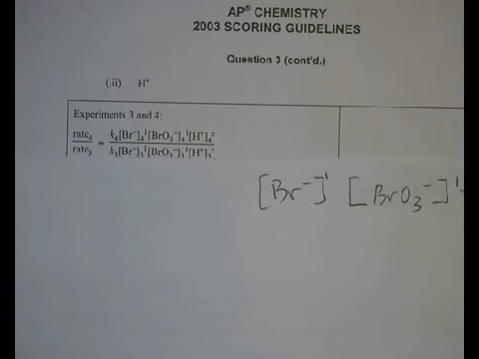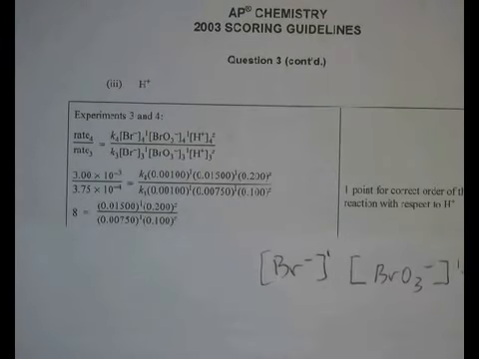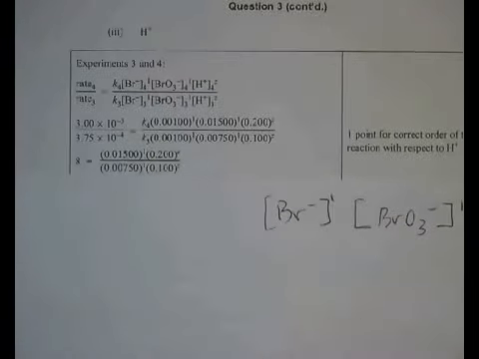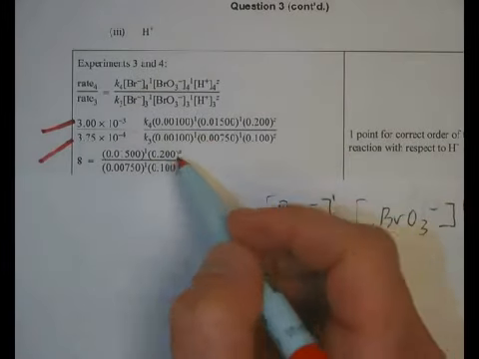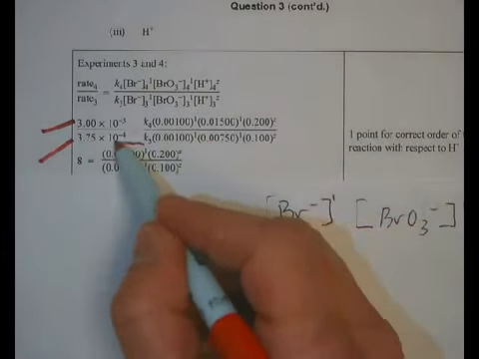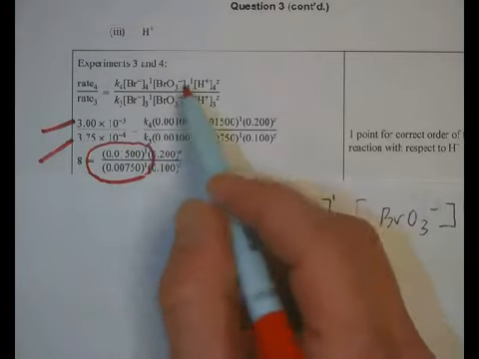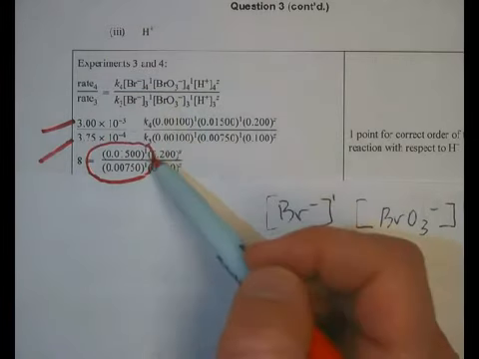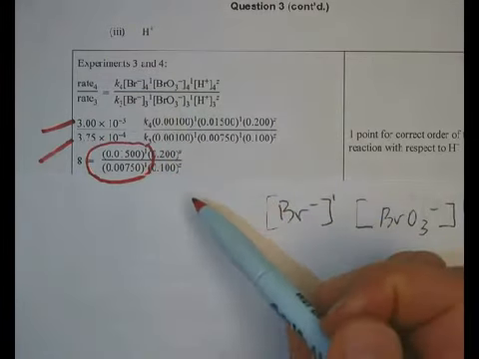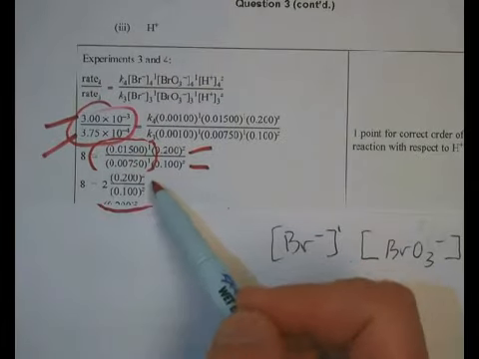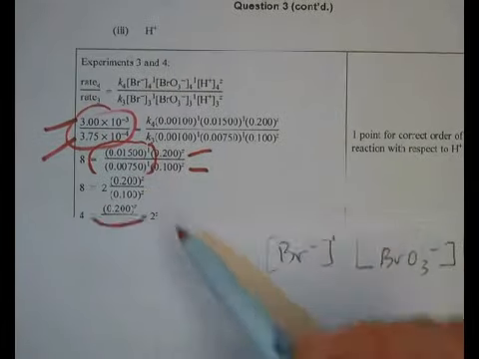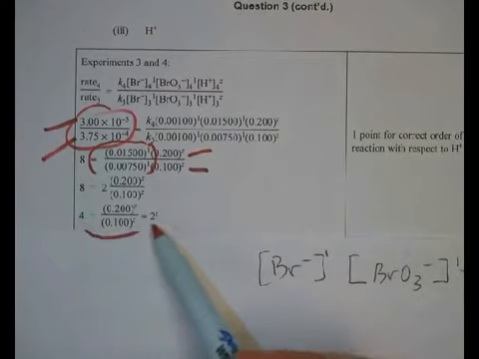And so you can see that they compared experiment 4 to experiment 3, and they plugged in the numbers from 4 and 3 for Br minus, BrO3 minus, and H plus. And you can see that the Br minus ends up staying the same, but the BrO3 actually changes, and we kept those numbers in there and raised them to the first power because we knew it was first order. And when you divide the rates, it ends up equaling 8, and this is equal to 0.015 divided by 0.0075, which is equal to 2.